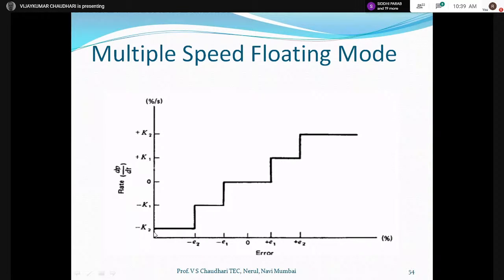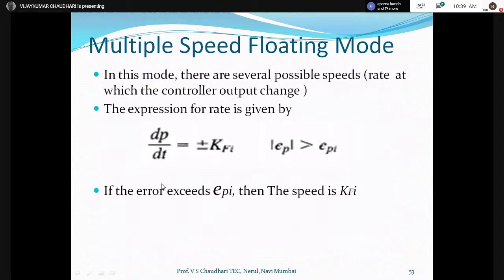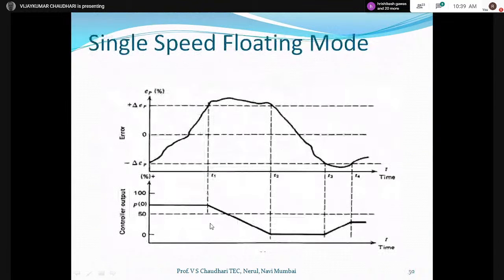Whereas if the error is below minus E2 or greater than plus E2, then the rate of change will be plus K2 and minus K2. So this is multiple speed control. What changes in this is with respect to this figure. If I explain, then there will be an additional step.